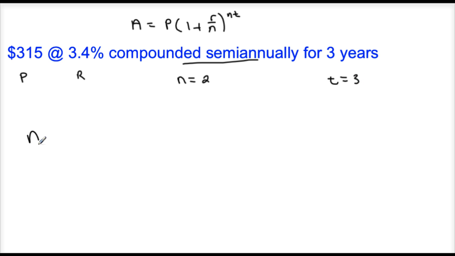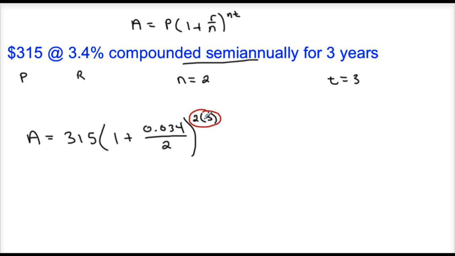Use my formula. A equals $315 times the quantity 1 plus R, which is going to be 0.034, divided by 2, close parentheses, and then to N times T, which is 2 times 3 power. We're going to put this in our calculator all at once. The only thing I suggest is prior to putting this in the calculator, your exponent, 2 times 3, don't put it as 2 times 3, just put it in as 6. Okay, you can do that part mentally.